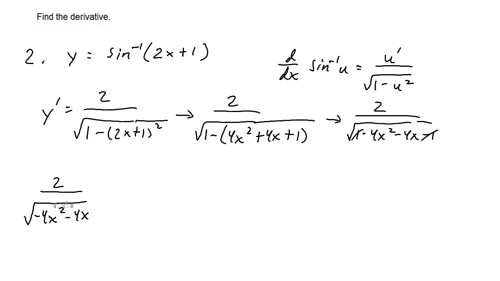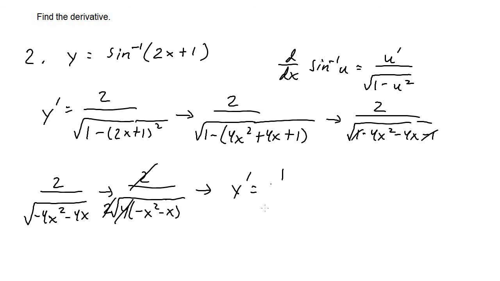Now what I can do here is factor out a 4. So then we'll get 2 over the square root of 4 times negative x squared minus x. Now the square root of 4 is 2, so I can take that outside of the radical, and the 2's will cancel. So what we're left with for the final answer is y prime equals 1 over the square root of negative x squared minus x.